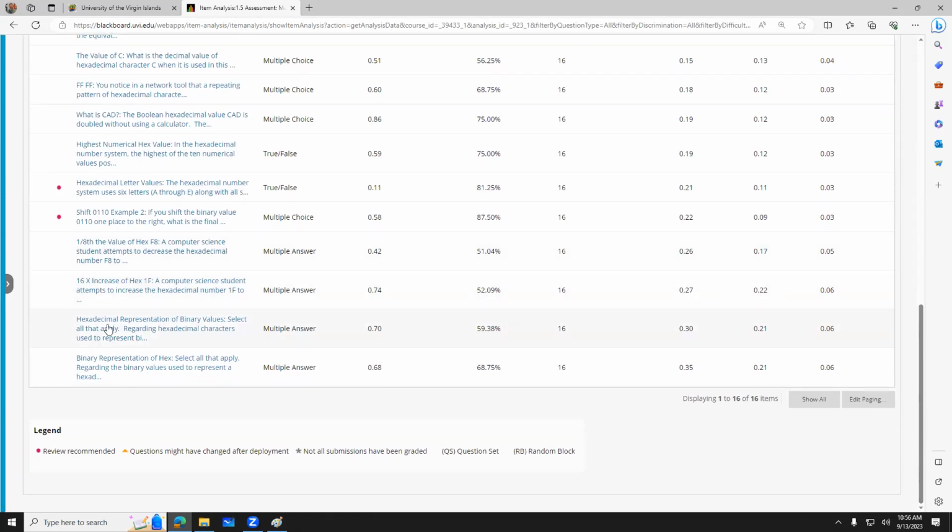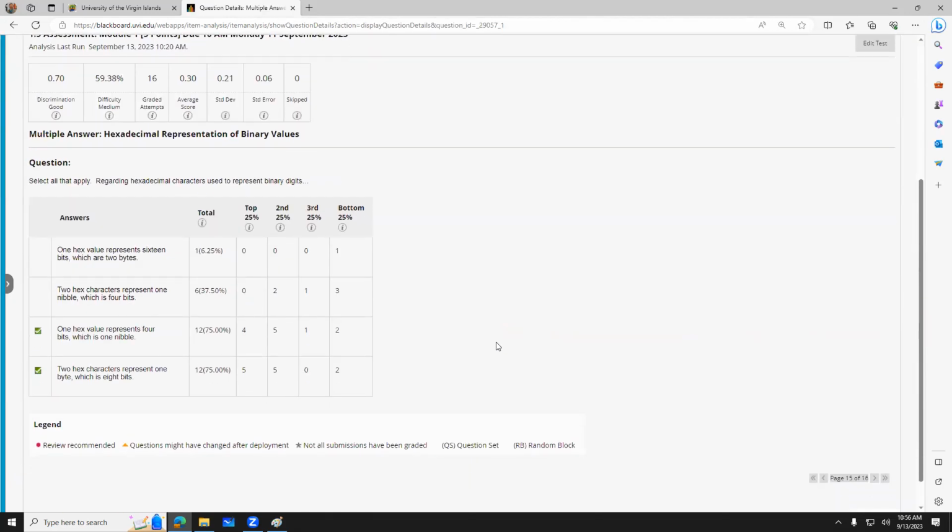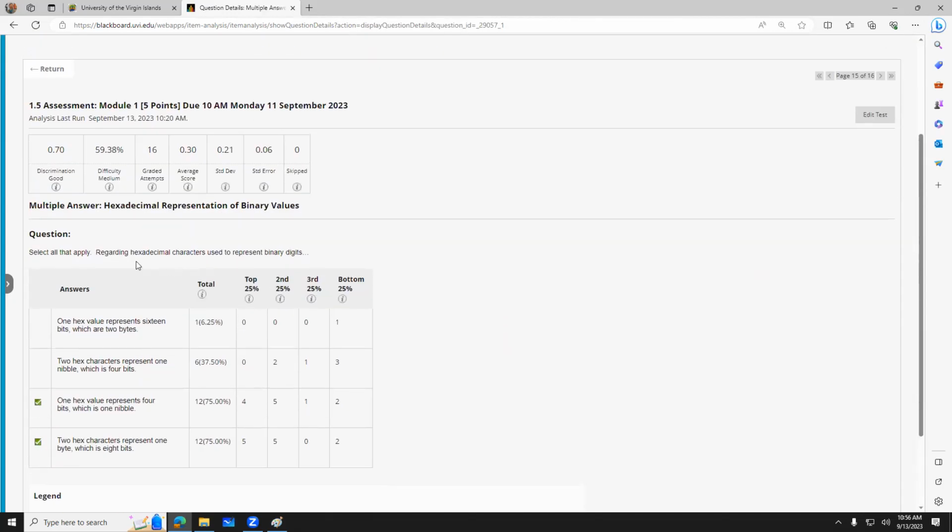Next to last question here. Select all that apply regarding hexadecimal characters used to represent binary digits. 1 hex value represents 4 bits, which is 1 nibble. 2 hex characters represent 1 byte, which is 8 bits. Those are the 2 correct statements. The other ones are false. Any questions?